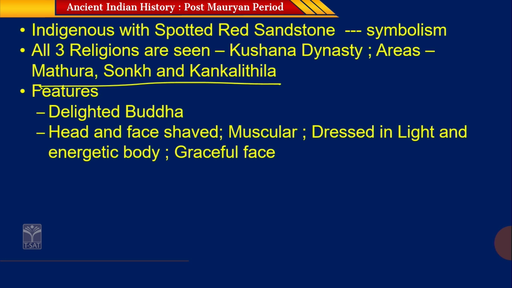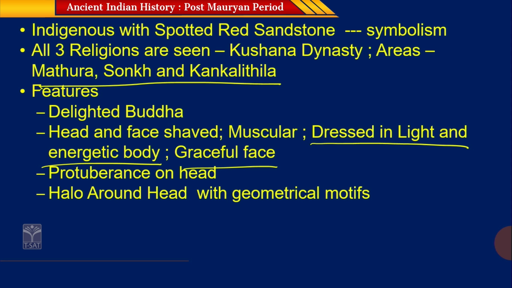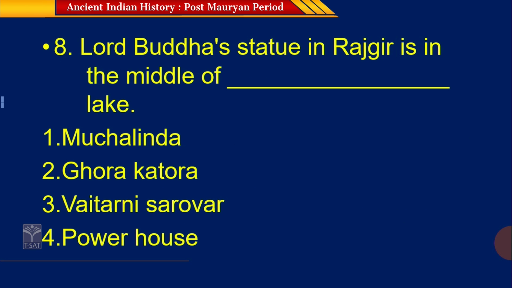In Gandhara, Buddha is heavily dressed. In Mathura, he is lightly dressed, very energetic body and graceful, attractive face. There is a protuberance on the head here also, like a bun on the top. And a halo around the head with geometrical motifs is also present. We see a lot of images of other religions as well, like Vaishnava images, Linga, Jain sculptures of Mahavira, etc. in Mathura.